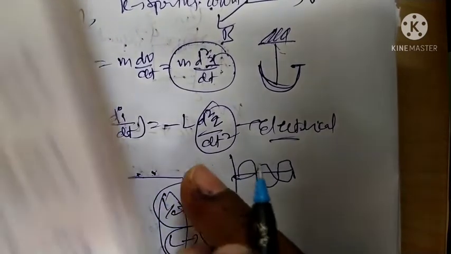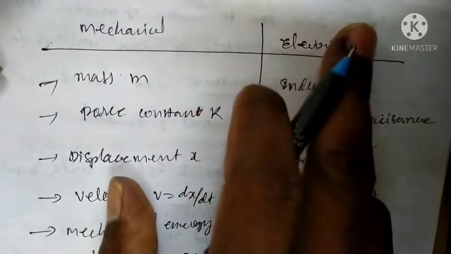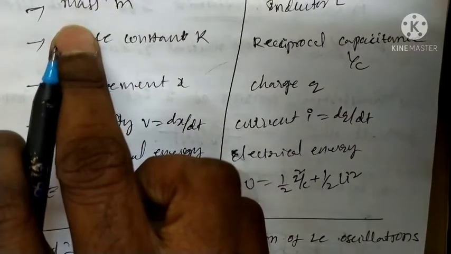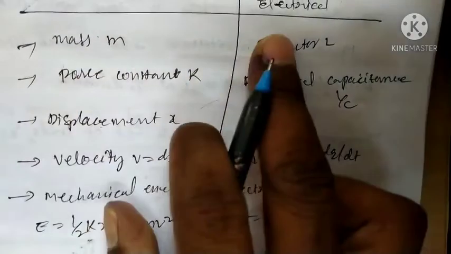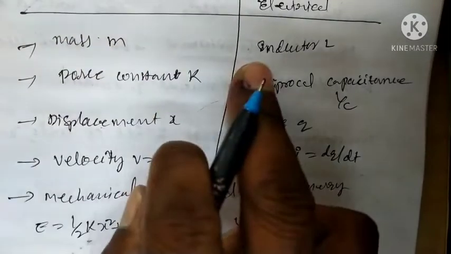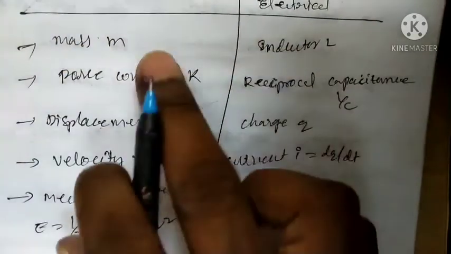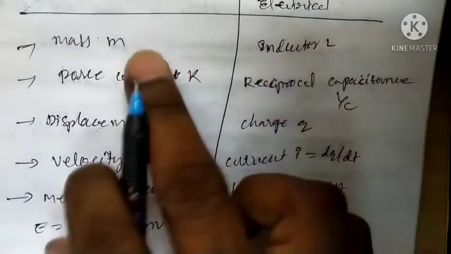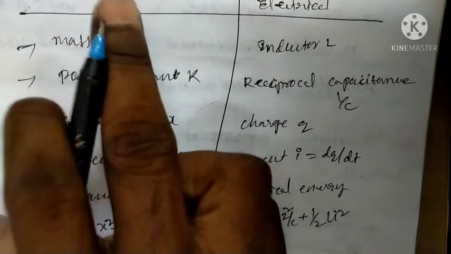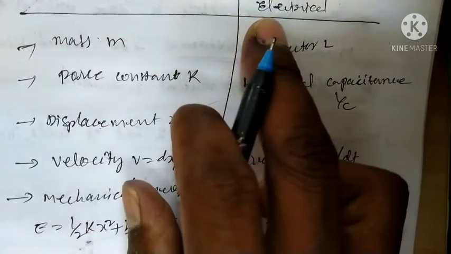See here, this is the analogy between mechanical energy and electrical energy, and how some parameters change. The mass is in the mechanical case only. This is the electrical case. This mass in the electrical case is analogous to the inductor. That means the behavior of M in the mechanical case is the same as the behavior in the electrical case, where it acts as an inductor. In the case of the inductor, it also behaves like mass.